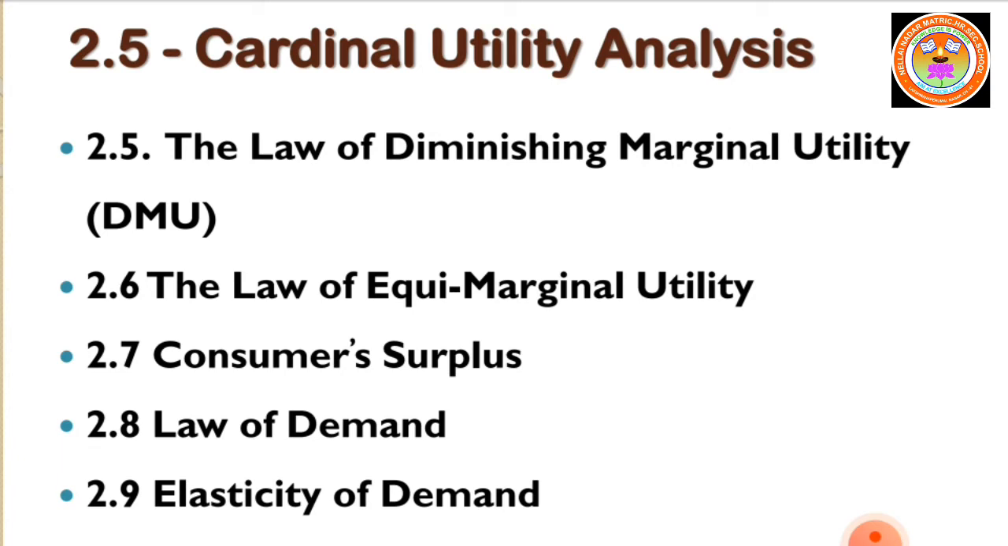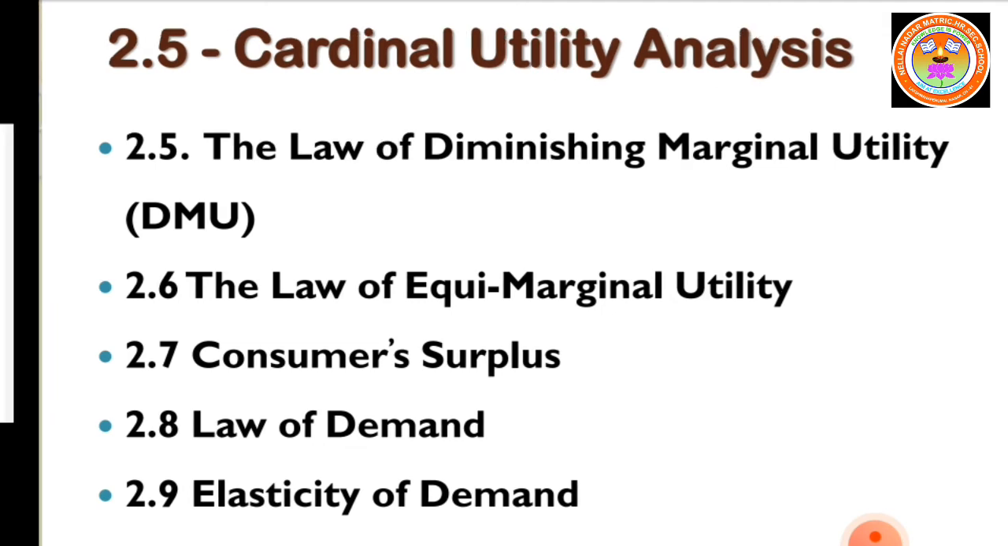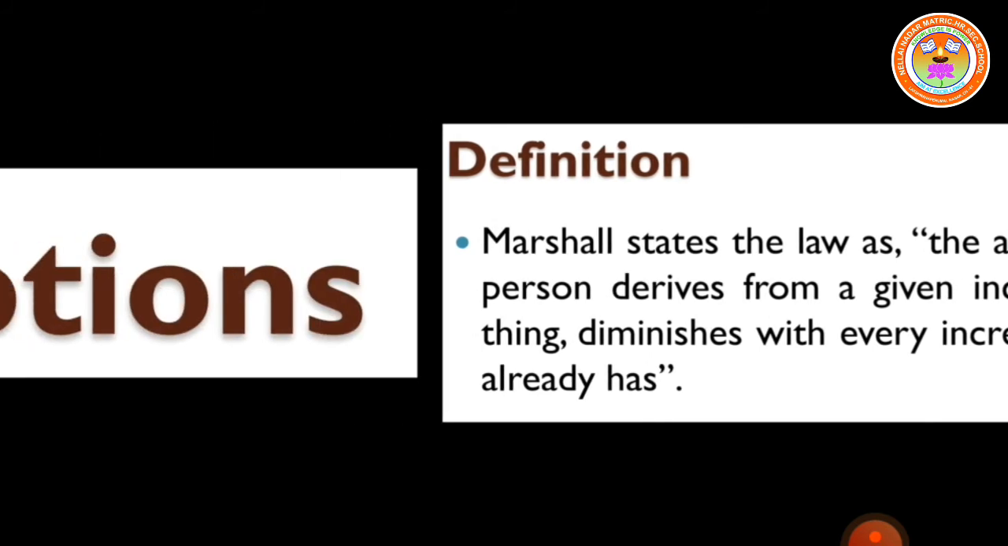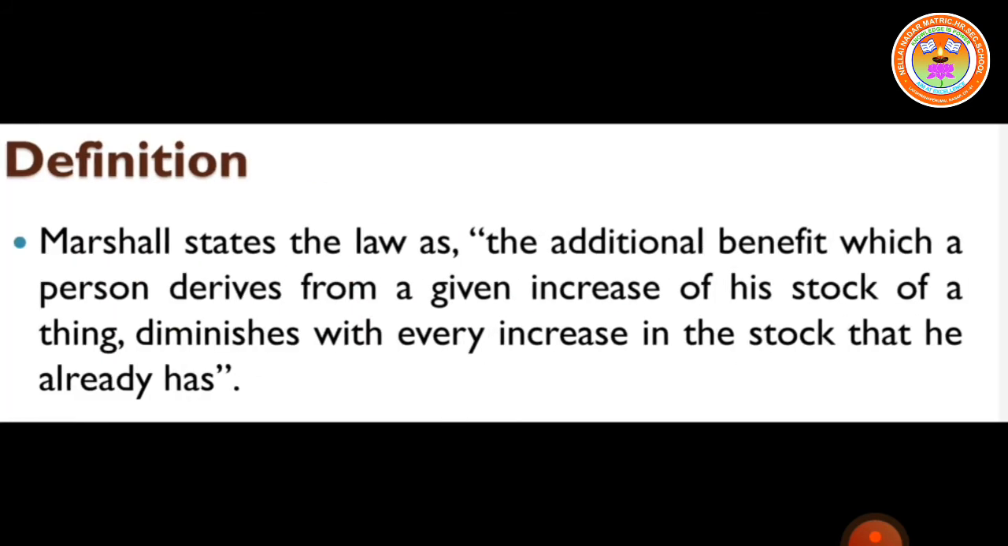The first one is the law of diminishing marginal utility. The second one is the law of equimarginal utility. Then the third one is consumer surplus. Then the fourth one is the law of demand. Then the fifth one is the elasticity of demand. Now we are going to see about the law of diminishing marginal utility.